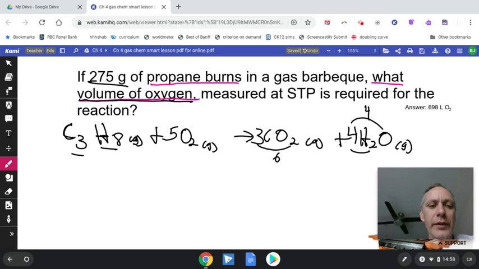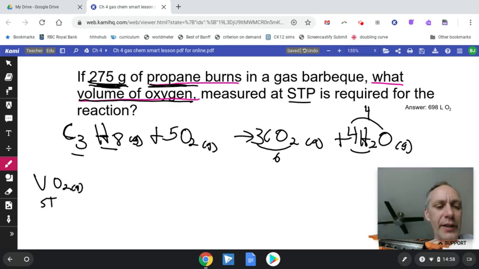Okay, so let's start with the chemical that we know we can get the moles of. We have 275 grams of propane. We're looking for volume of O2 gas at STP. I'm just going to put that off to the side. Okay, that's what we're looking for, but we have to start with the chemical that we know its mass or volume, which is propane.